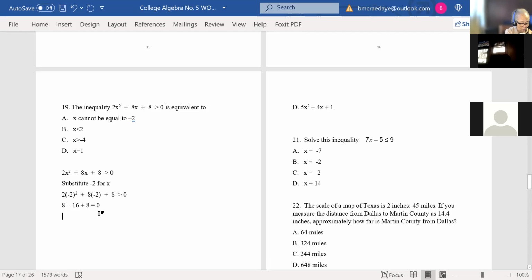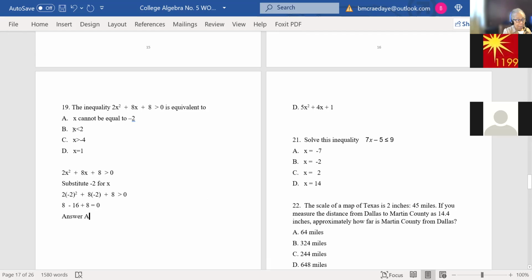So answer A cannot be equal to -2 because when you substitute -2 for the variable X, you get 0. And it says to be equivalent, it has to be greater than 0. In other words, this expression, when you substitute in the variable, has to be greater than 0. This is equal to 0, so it's A.